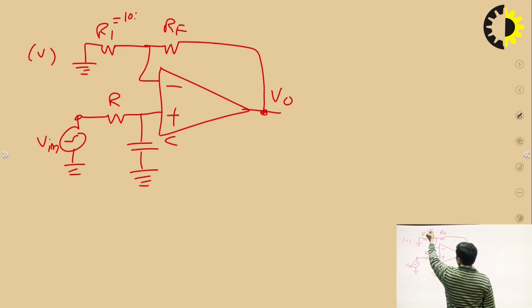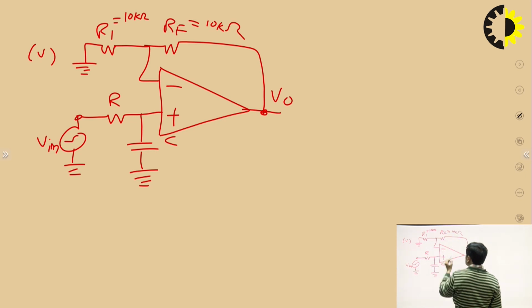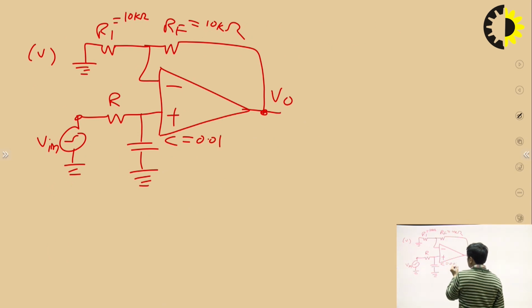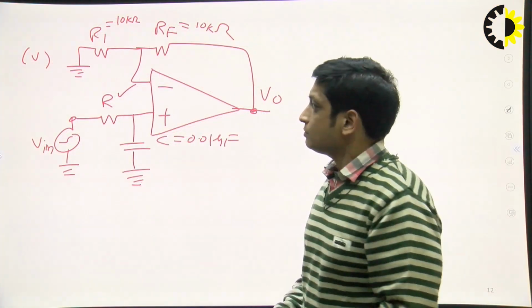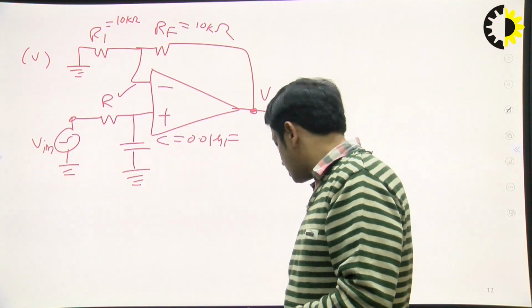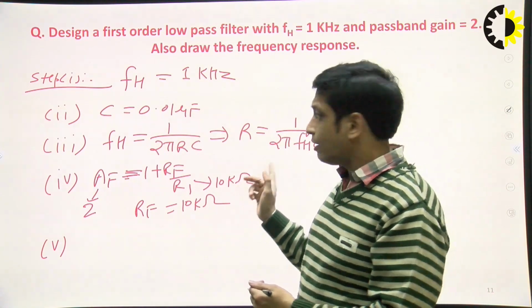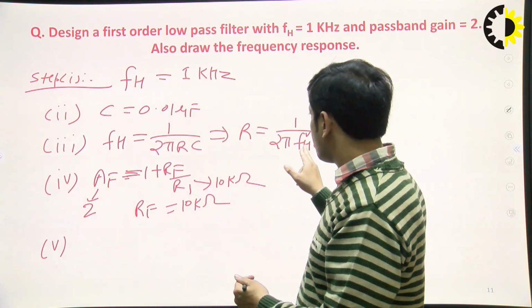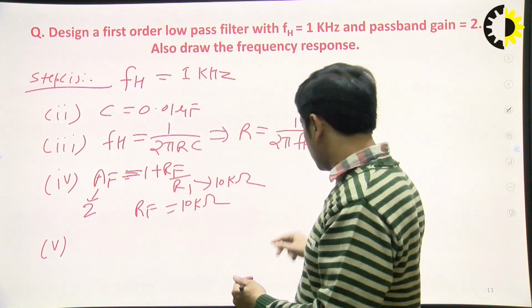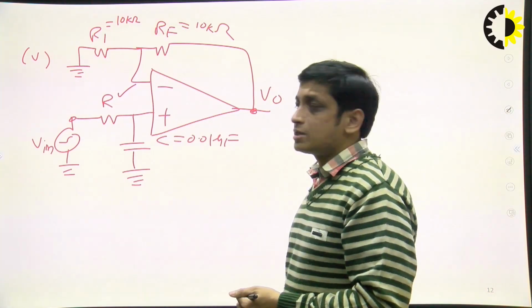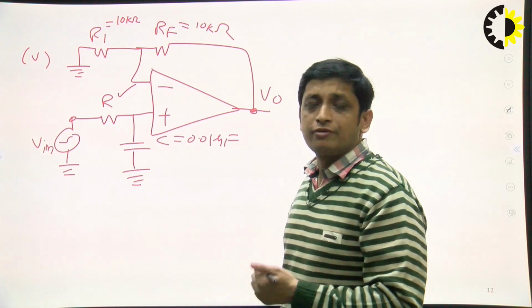So after designing this circuit, just mention the values of R1, RF, R and C. R1 that you have taken 10 kilo ohm, RF we have got 10 kilo ohm, C we have taken 0.01 microfarad, and R you can get with the help of step 2 that you can calculate, right? R is equal to 1 upon 2 pi FH C. Now put FH equal to 1 kilohertz, C is equal to 0.01 microfarad, and calculate the value of R and put that value R here. Fine. So these are the design steps for the first order low pass filter.